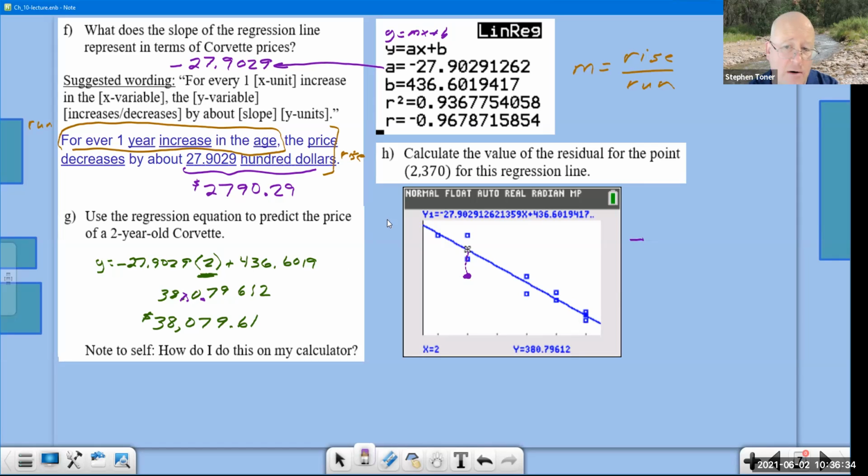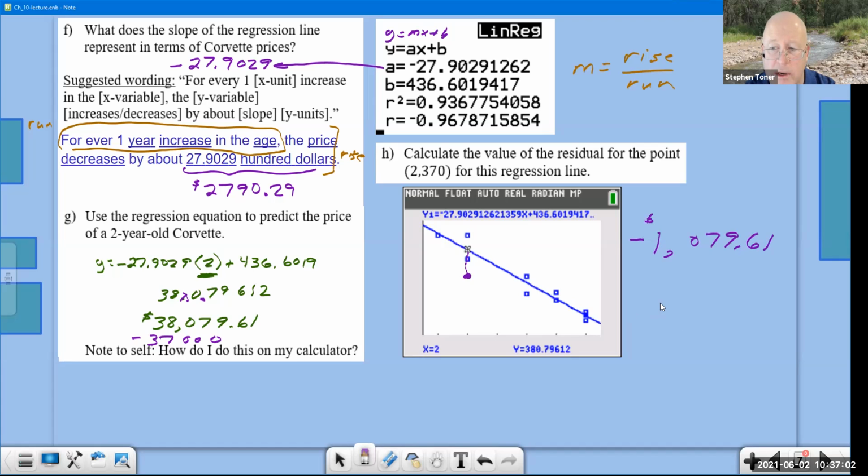Then I'm going to say how far apart is the 38,000 and the 37,000, and our answer is going to be, let's do it here. Here's our 38,000 and here's our 37,000 right there, and do the subtraction. You're going to find out the value of the residual will be negative $1,079.61.